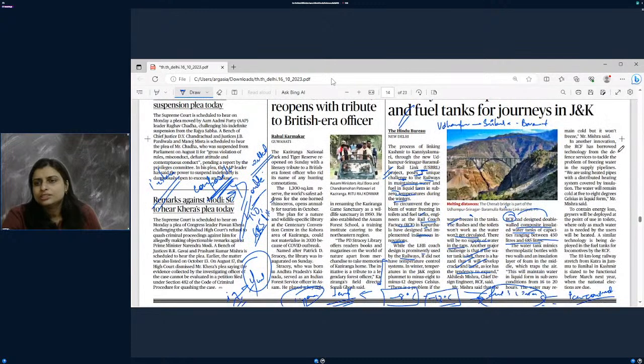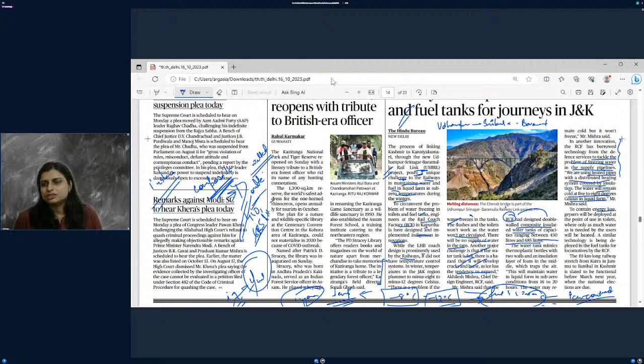In another innovation, the RCF has borrowed technology from the Defense Service to tackle the problem of freezing water in the supply pipelines. So, another technology has been borrowed, and it is to tackle the problem of freezing water in the supply pipeline, because the ice will expand after freezing. We are using heated pipes with a distributed heating system covered by insulation. The water will remain cold at 5 to 8 degrees Celsius in liquid form.